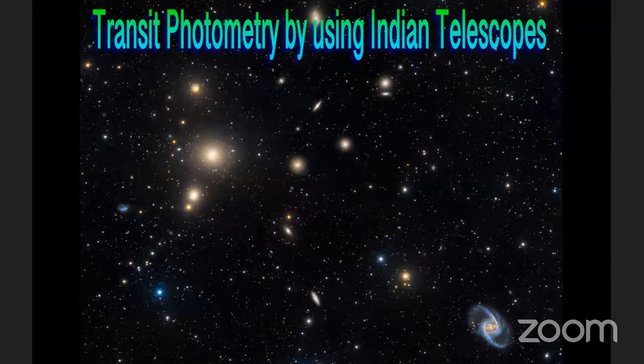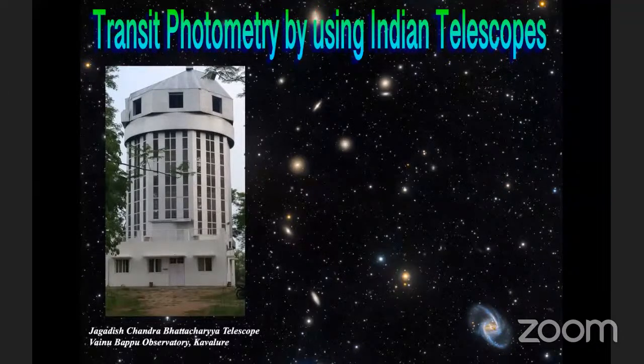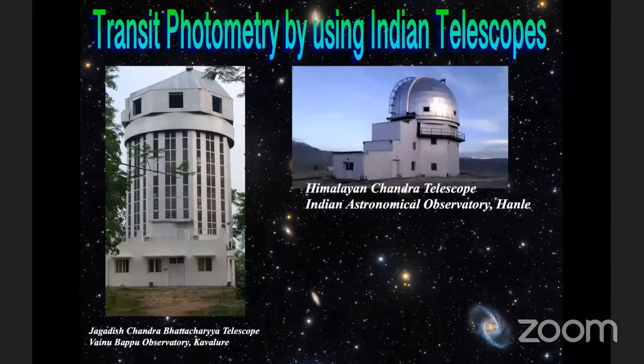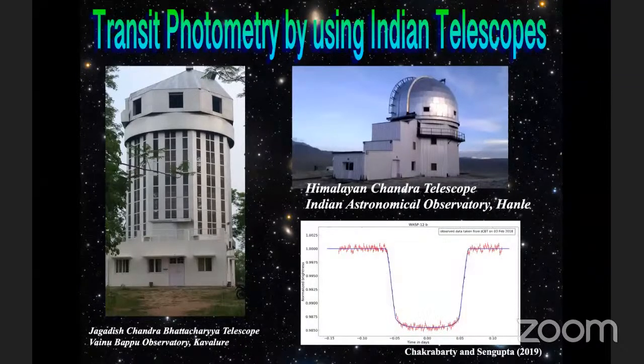Now, by using Indian facilities like the Jagadish Chandra Bhattacharya telescope at Vainu Bappu Observatory in Kavalur, Tamil Nadu, and also the Himalayan Chandra telescope at the Indian Institute of Astrophysics Observatory at Hanle, our team at IIA also monitors the light curve of such planets. You can see the light curve in red, which is reduced and analyzed for the noise, and then subsequently modeled to find out all the properties of the planet. This was done by one student, Aditya Chakraborty.